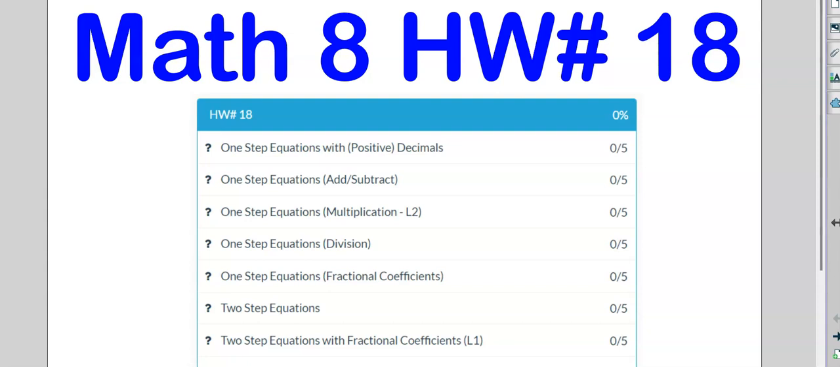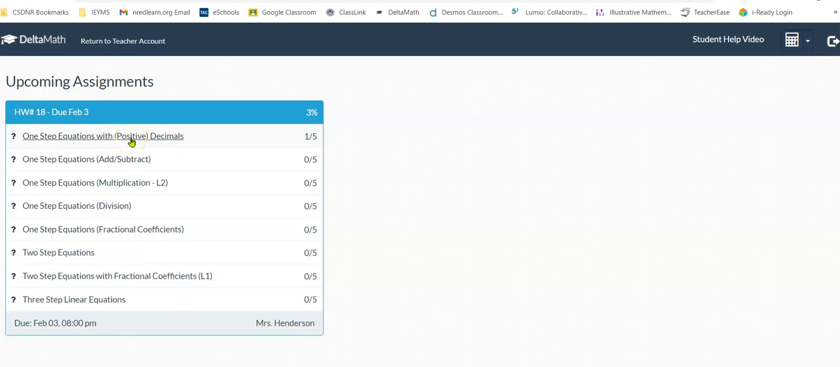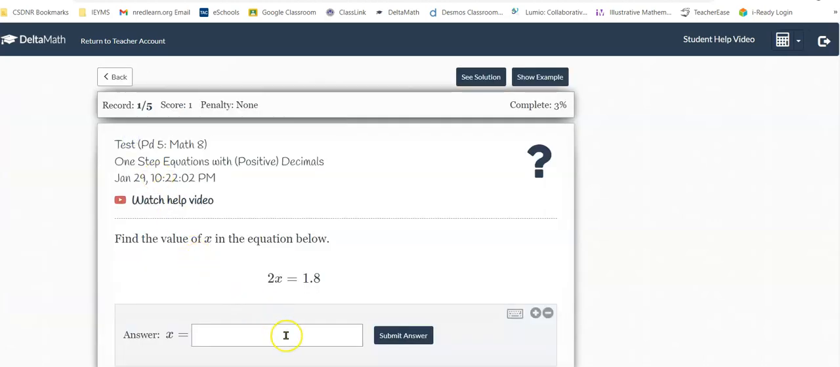Let's take a look at the questions on homework number 18. Single variable equations. The first practice lesson will involve some coefficients or constants that are decimals. Each of these equations can be solved using only one inverse operation.